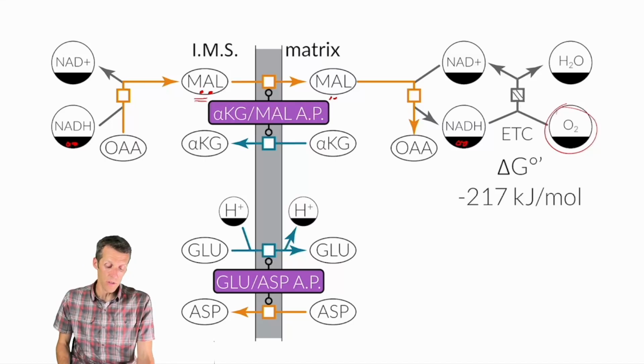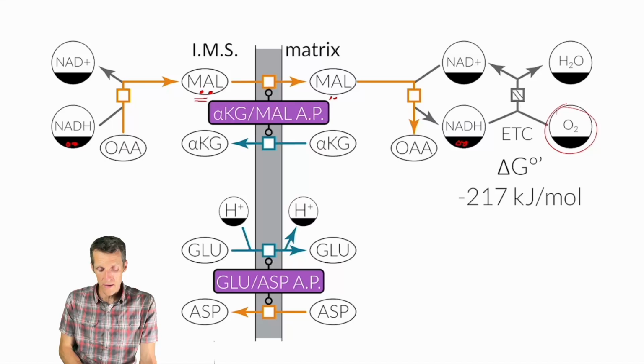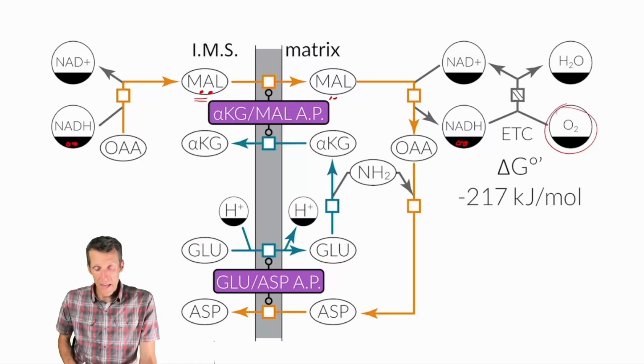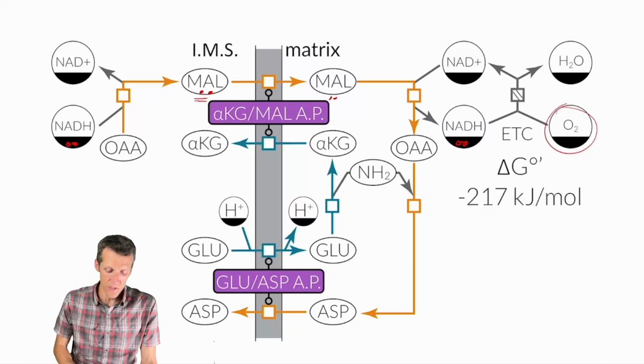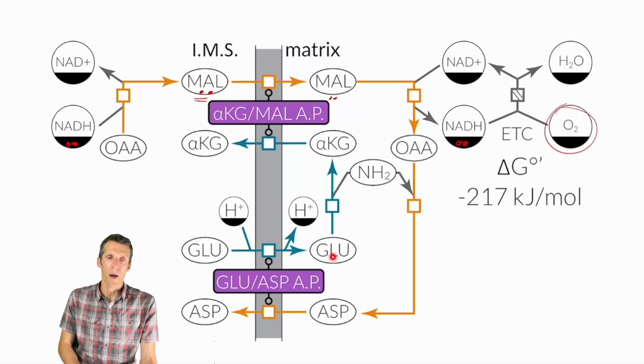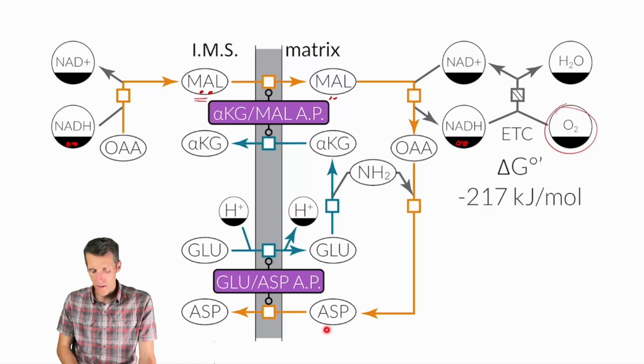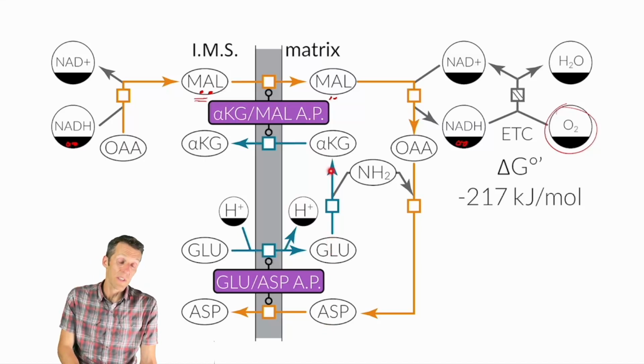So now we're going to add another transport activity. And in this transport activity, we're going to move a glutamate in and an aspartate out. And then we are going to do some conversions. We're going to do what's called a transamination reaction, where we take a glutamate, take the amide off of it and stick it onto oxaloacetate. That will generate an aspartate. The glutamate is converted into an alpha-ketoglutarate.